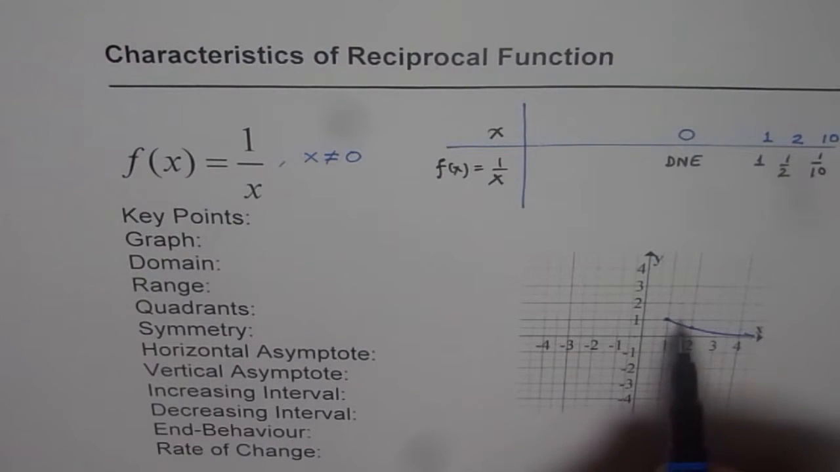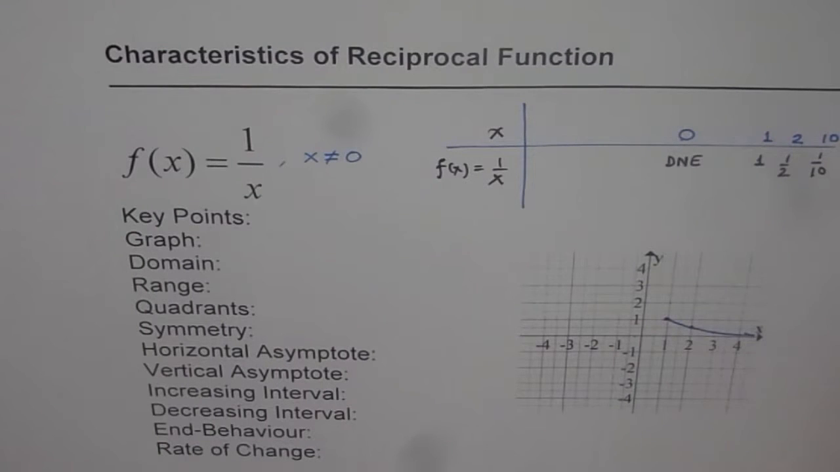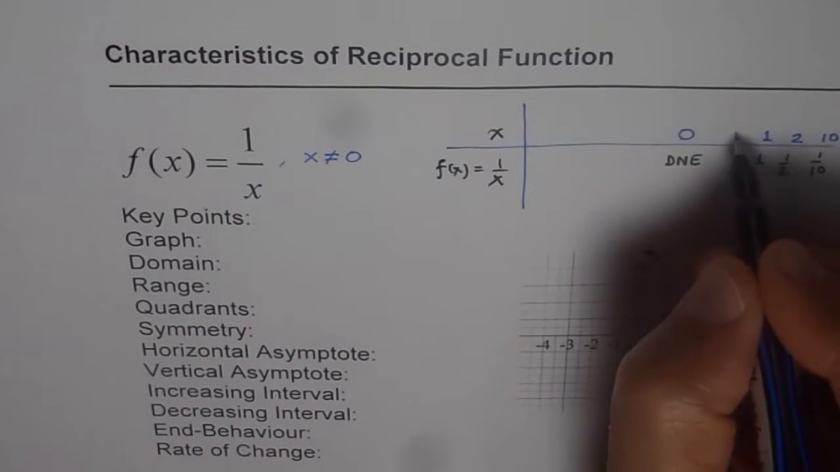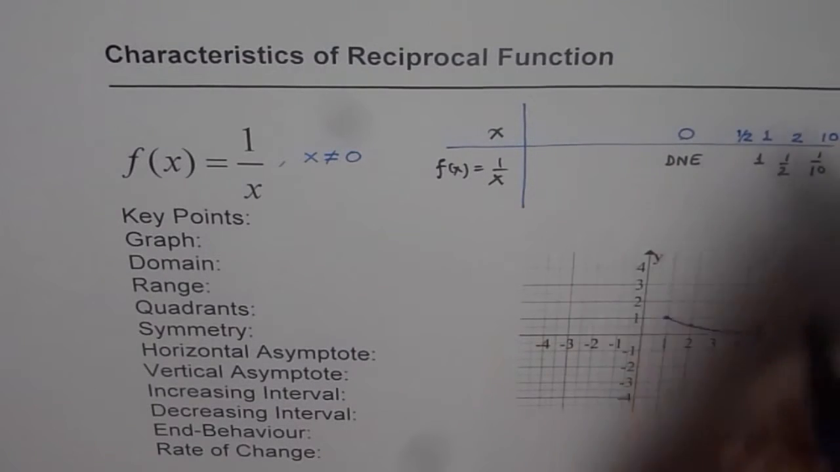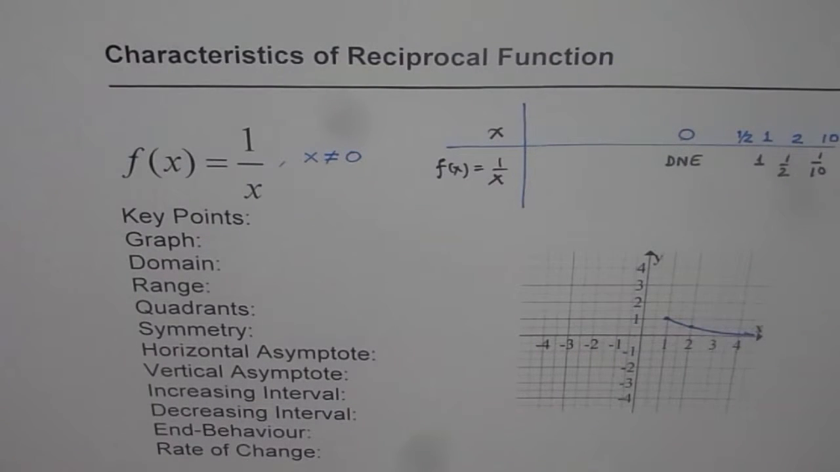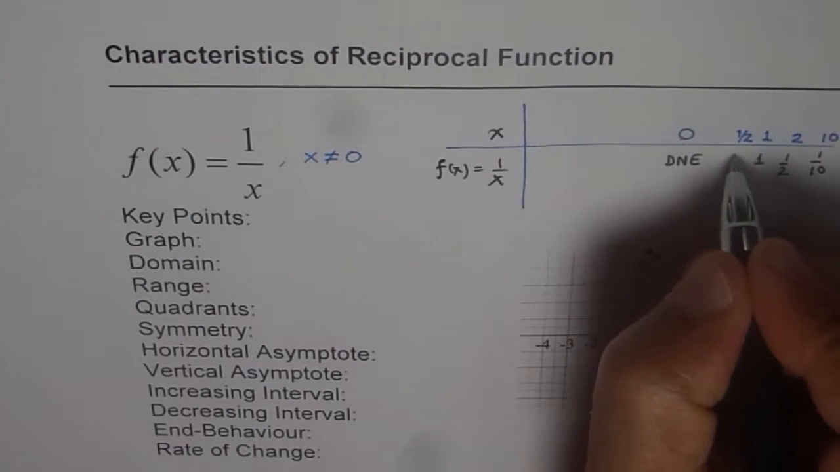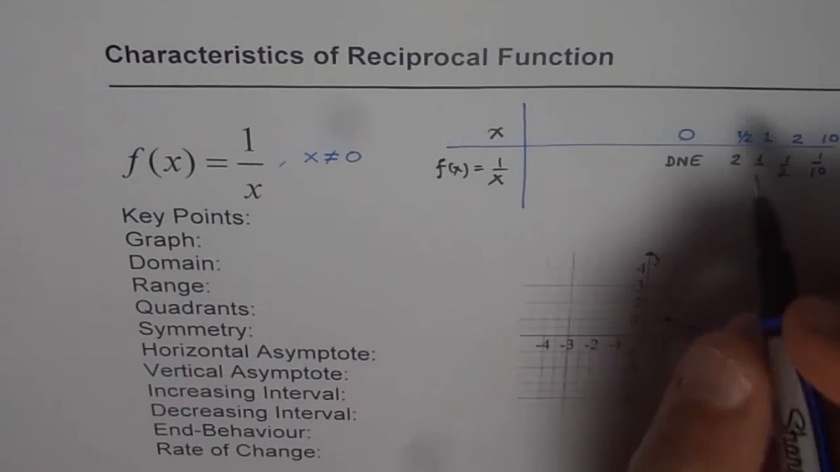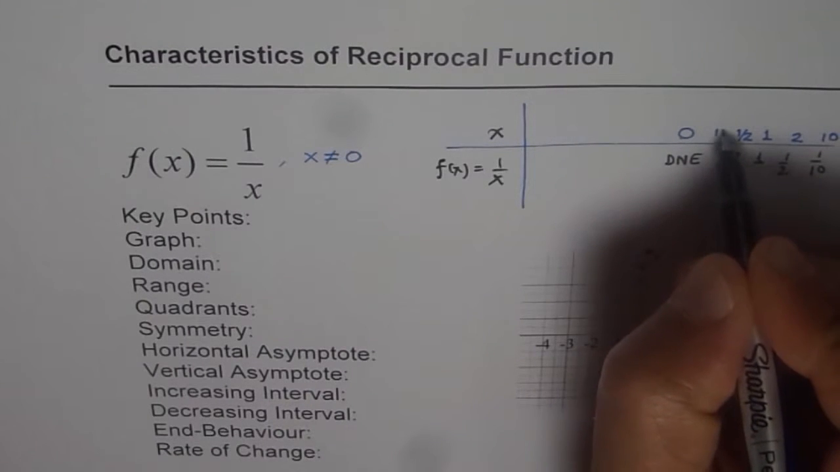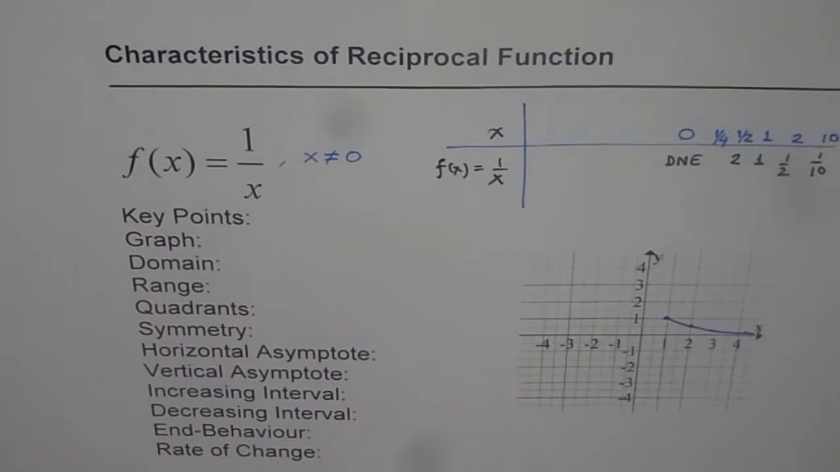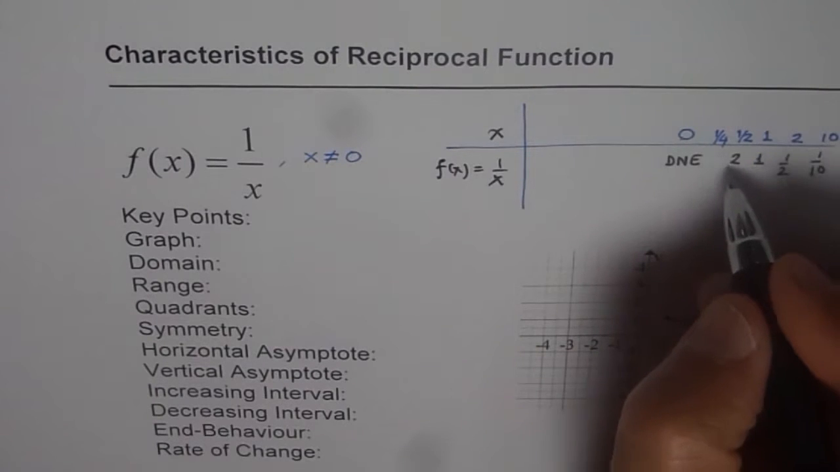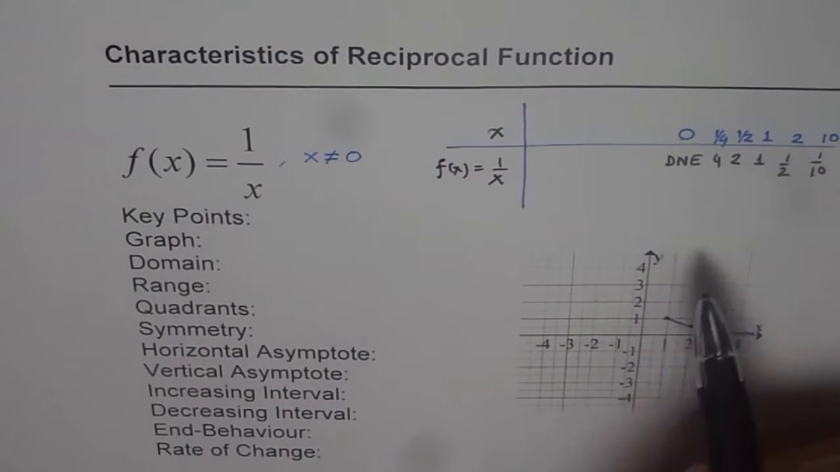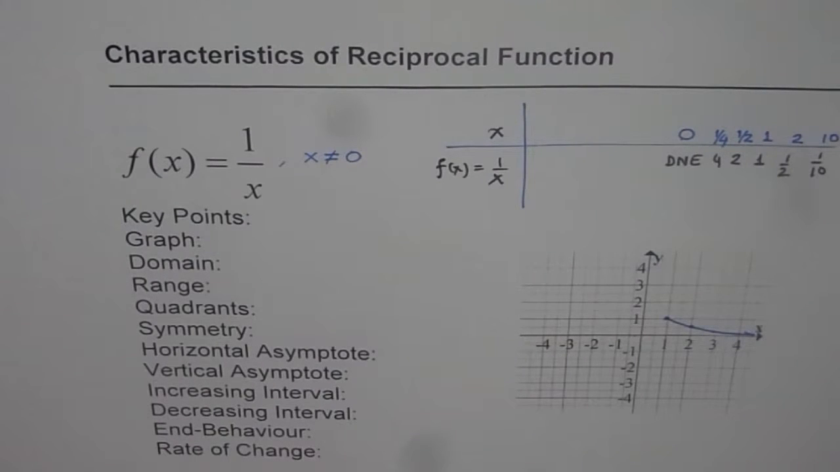Now let us consider a few values between 0 and 1. Between 0 and 1, if I take half, for example, then the reciprocal of half is 2 over 1, which is 2, right? If I write 1 over 4, in that case the reciprocal will be 4. As you can see, if I write 1 over 10, then it will be 10. So it becomes higher and higher.